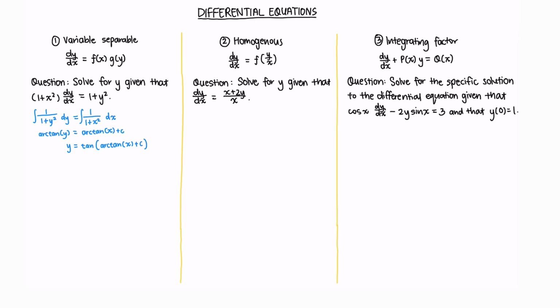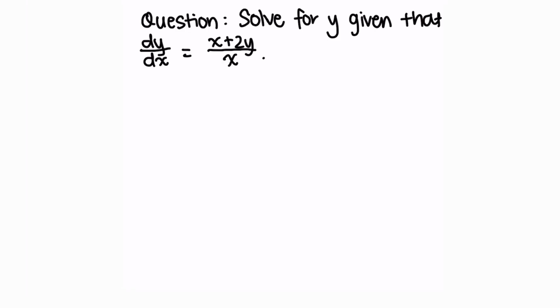Our next type of differential equation is the homogeneous differential equation. So this is when dy over dx is some function of y over x. That means there are a lot of y over x's in your homogeneous differential equation. Alright, so let's try this question. What are we going to do?